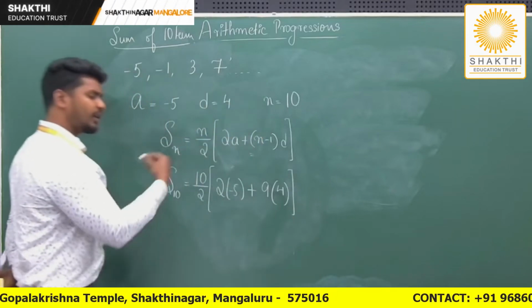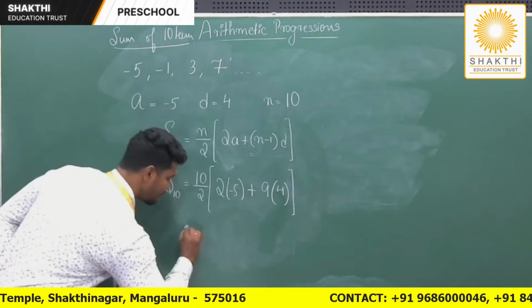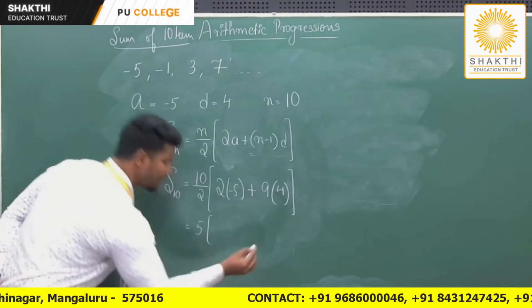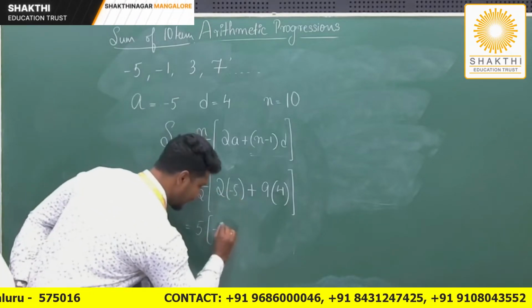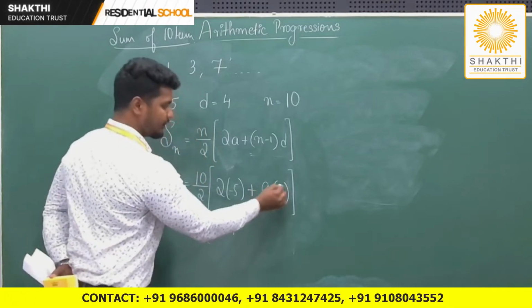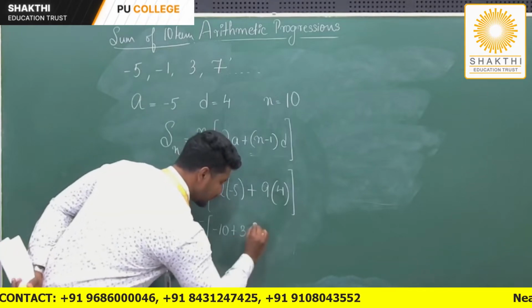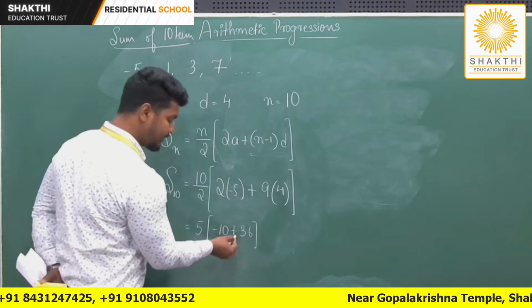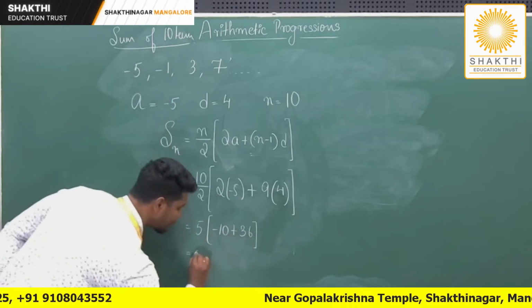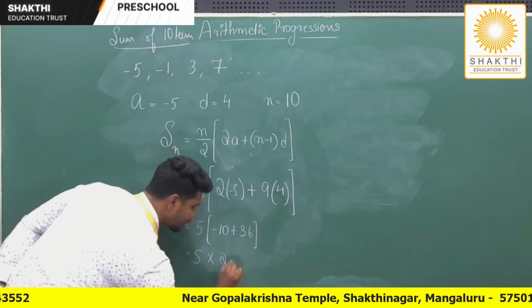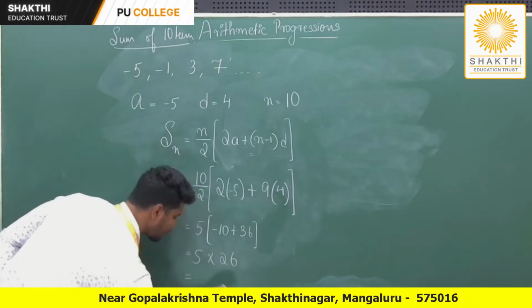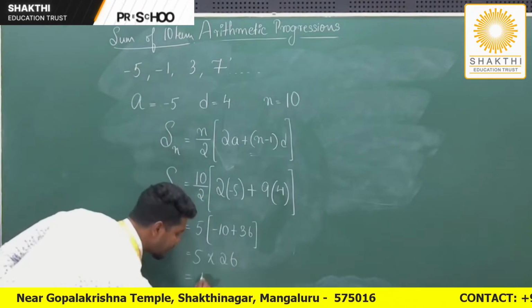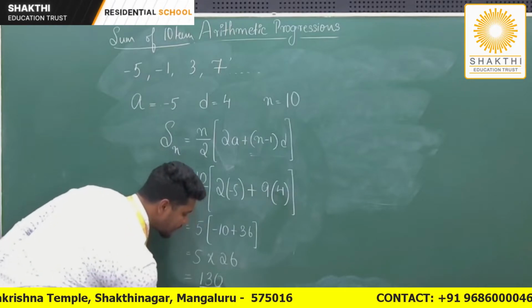We have substituted all the values. Now simplifying, 10 by 2 we already know is 5. 2 into minus 5 is minus 10, plus 9 into 4 is 36. So we have minus 10 plus 36, which is 26. 26 multiplied by 5, 5 into 26, the answer is 130.